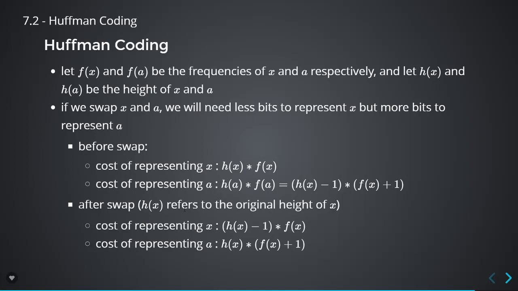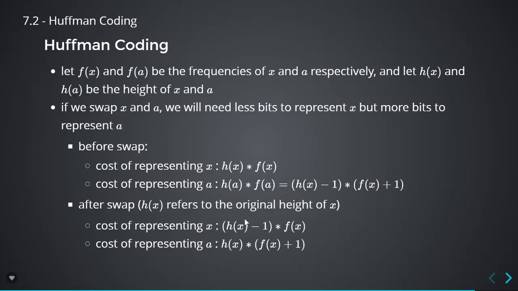So hx here refers to the original height of x, like the height of x in my tree. Because what happened here is that you reduce the height of x by 1, and you increase the height of a by 1. So the height of a is now the height of x in my tree, right? The frequency is just fx and fx plus 1. That's fine. So make sure you double check the mathematics.